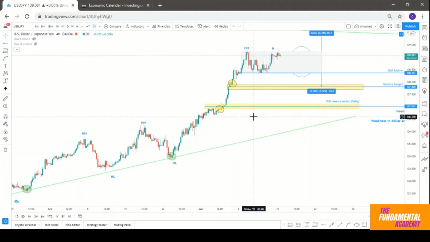Fortunately, this week, I can't say that we don't know what to do on this. We know what to do on USD JPY, so keep your eyes peeled.